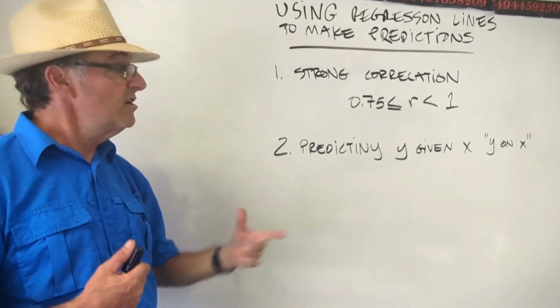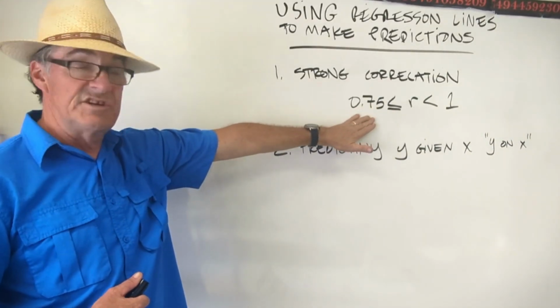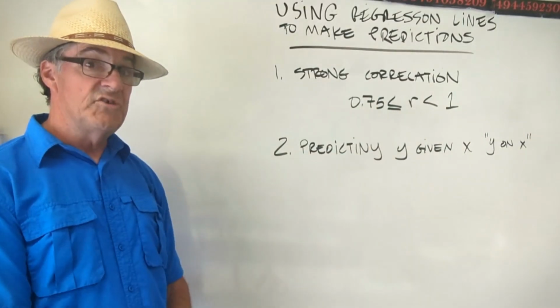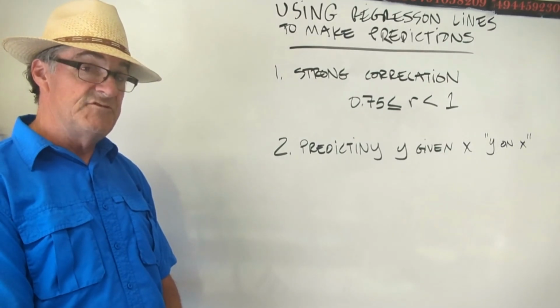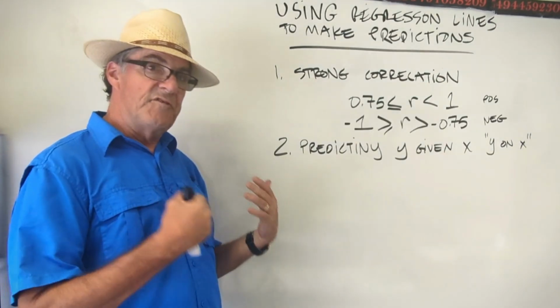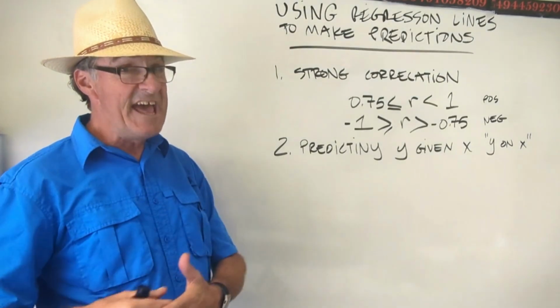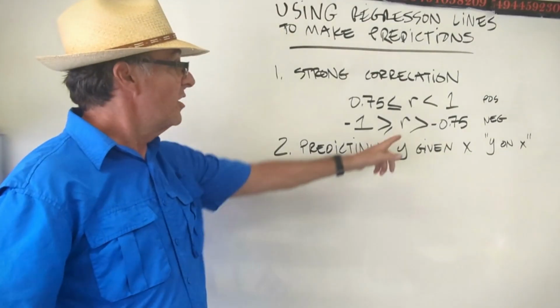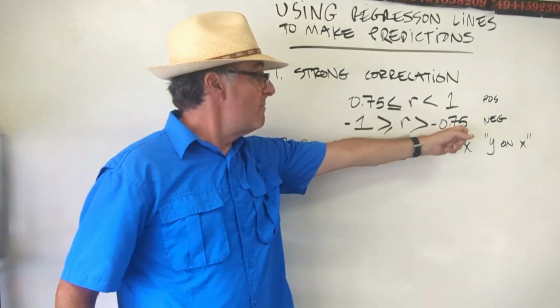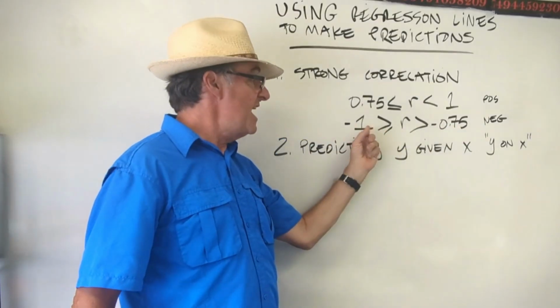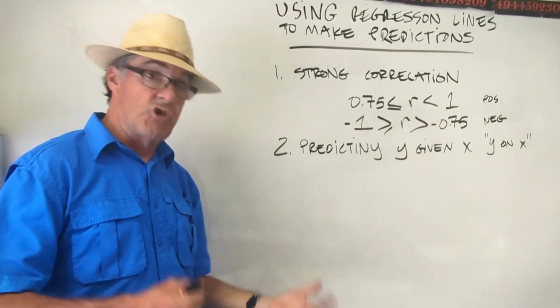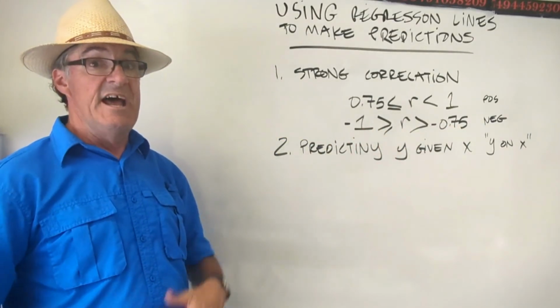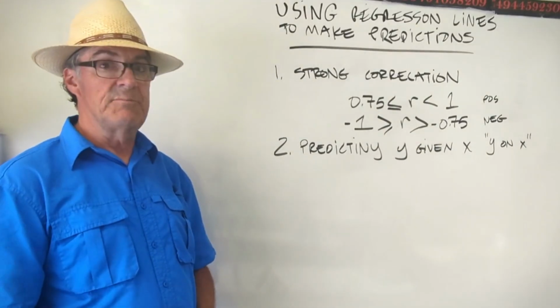Now there's another condition very similar to this one that also applies. Pause the video and see if you can think of that one. So if you figured out that we can also have a negative correlation that can still be strong, you're right. So if our R value is between minus 0.75 and negative 1, it means we have a strong negative correlation, and that also can be used to make predictions.